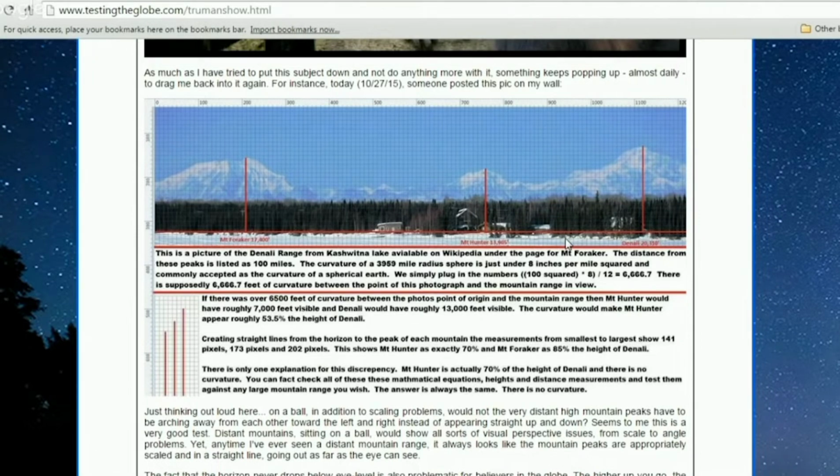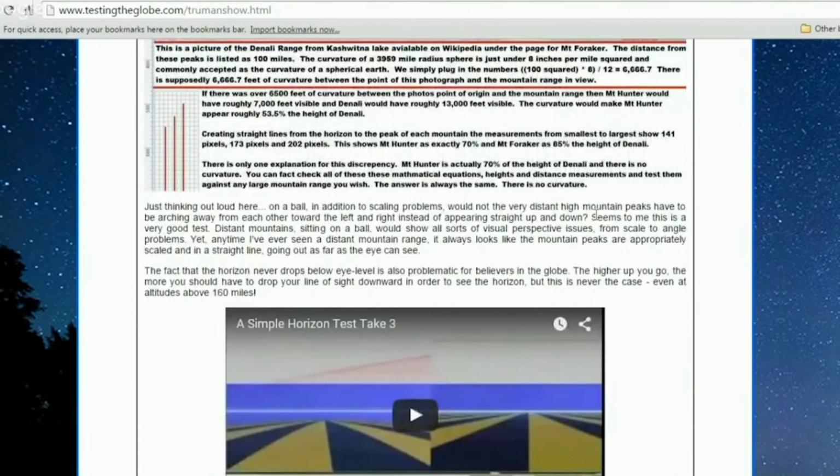There is only one explanation for this discrepancy. Mount Hunter is actually 70% of the height of Denali, and there is no curvature. You can fact check all of these mathematical equations, heights and distances, measurements, and test them against any large mountain range you wish. The answer is always the same. There is no curvature. Somebody posted that on my wall today, got me thinking about it, and I'm just going to think out loud here.